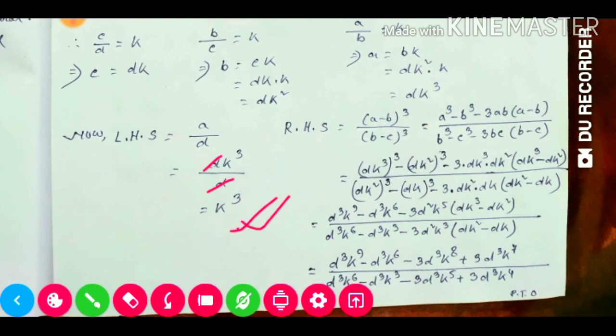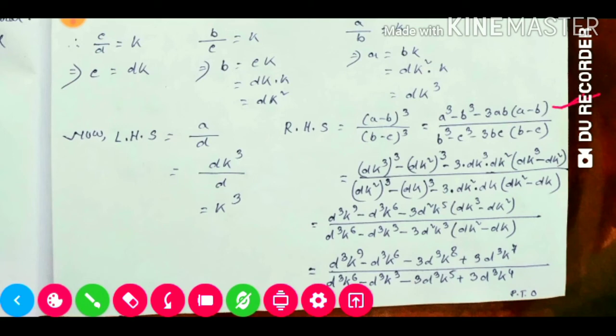Right hand side is equal to the given a minus b whole cube divided by b minus c whole cube. So the cube formula will apply here. A minus b whole cube formula over this one, and b minus c this one also the same. Means what? A minus b whole cube formula: a cube minus b cube minus thrice ab into a minus b is the formula. This one is our formula, a minus b whole cube formula.